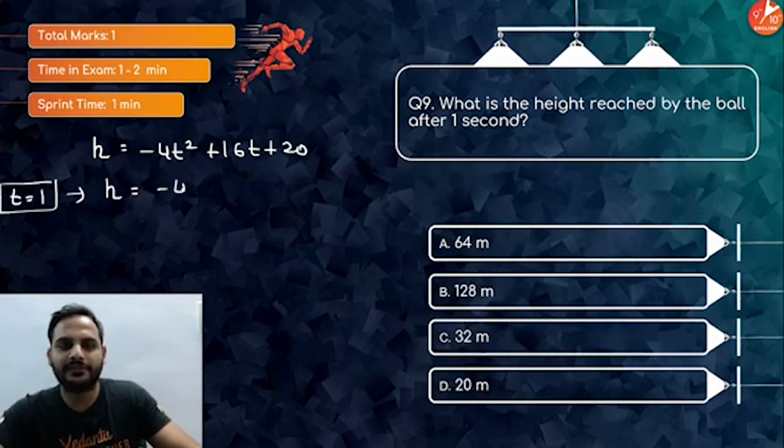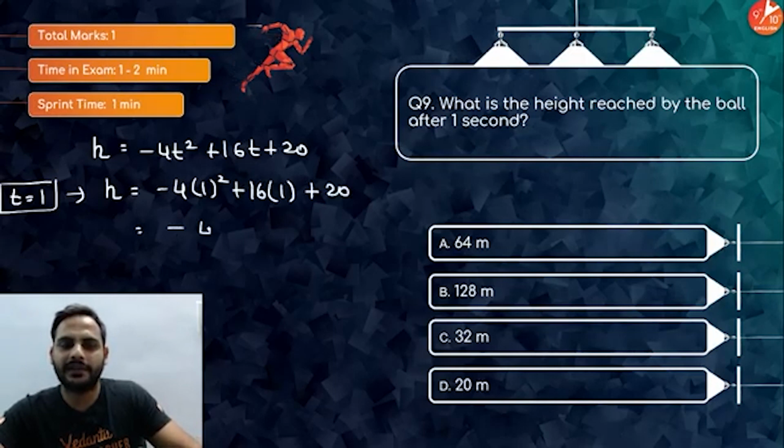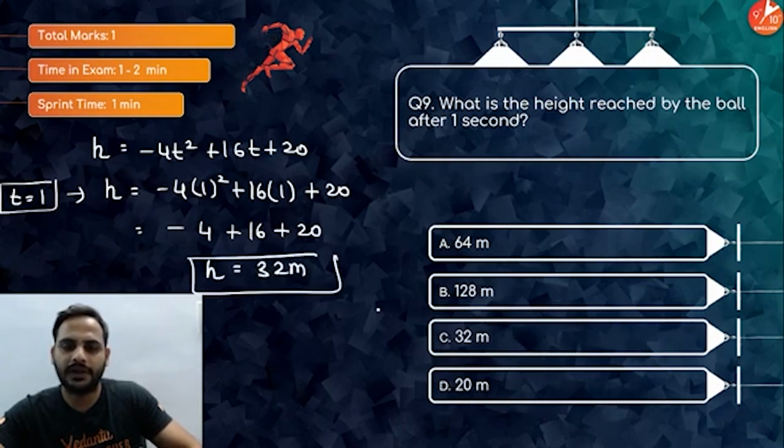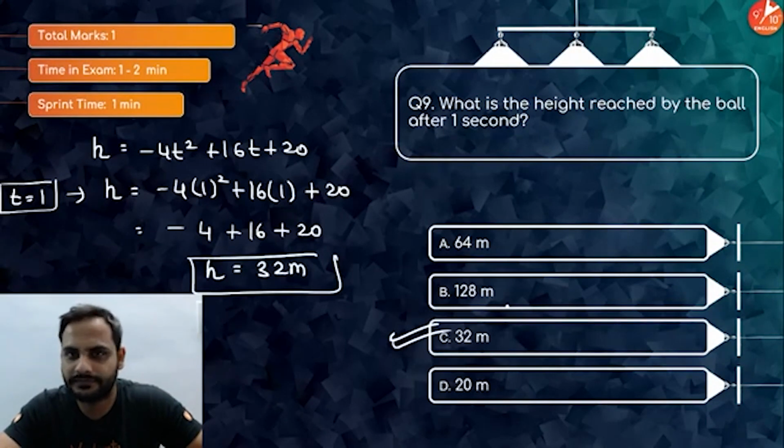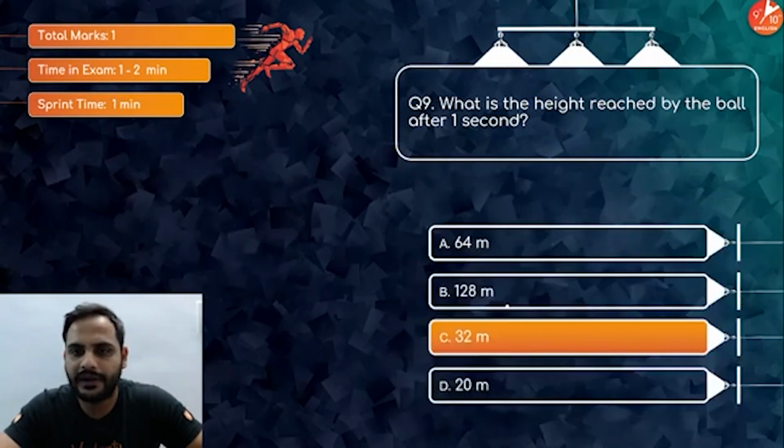So height will be minus 4 into 1 square plus 16 into 1 plus 20, which is minus 4 plus 16 plus 20. Minus 4 plus 16 is 12. 12 plus 20 will be equal to 32 meters. Option C will be your correct answer.